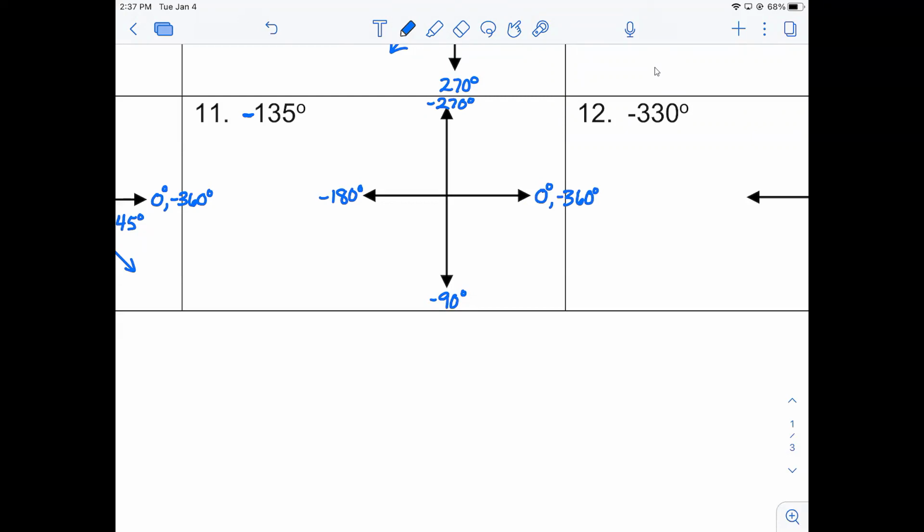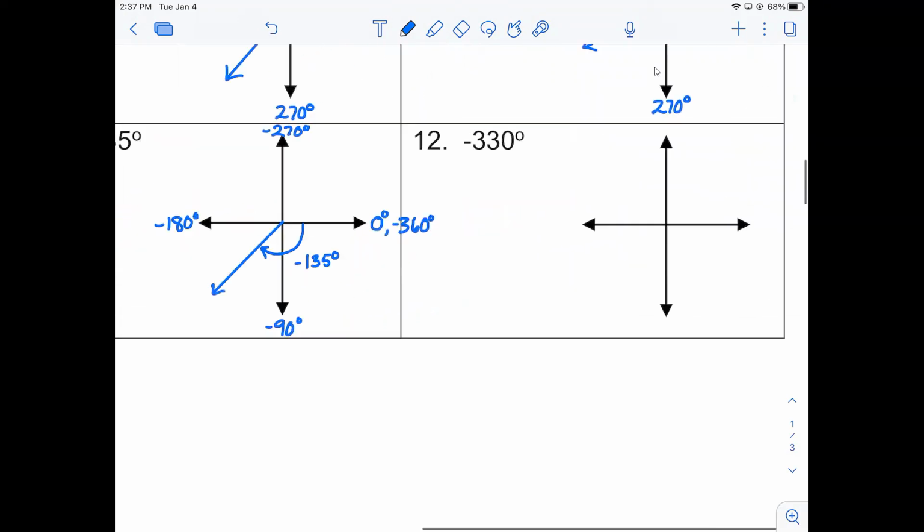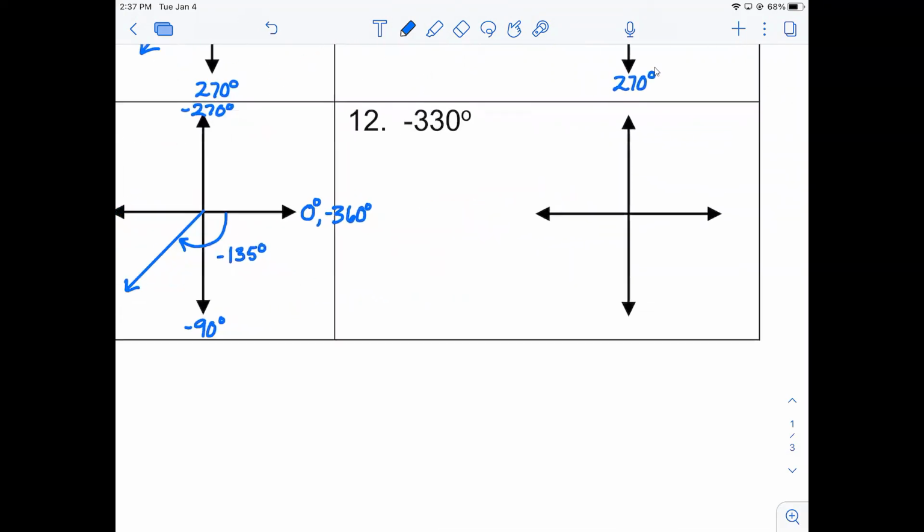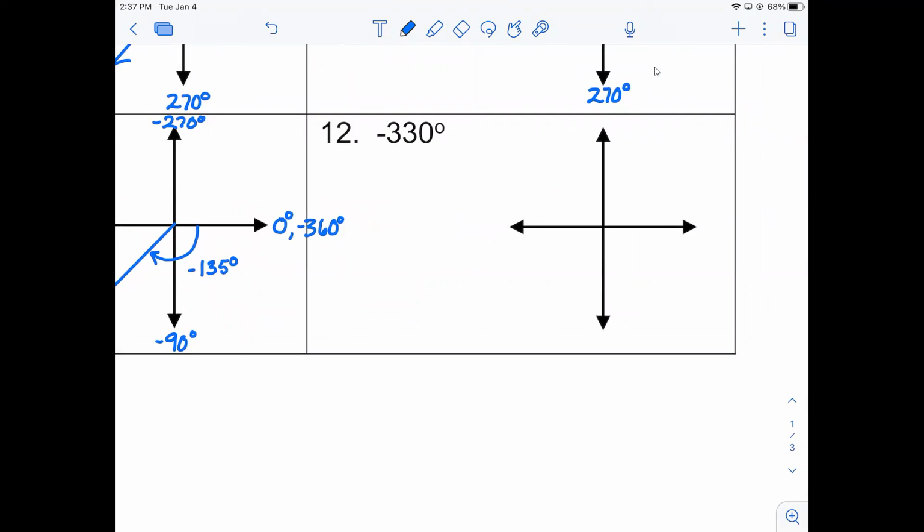This one is going to be 135. If you did the math, you would find out that 135 is exactly in the middle of 90 and 180. So your angle right here is going to look just like that. And that's my negative 135-degree angle. Okay, just like we did on the last one, if you want to try this one by yourself, pause the video and then you can check yourself in just a second.